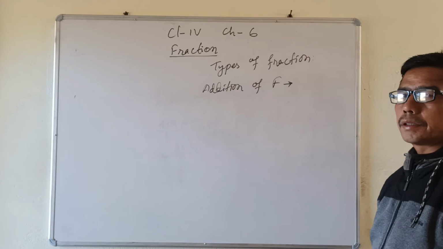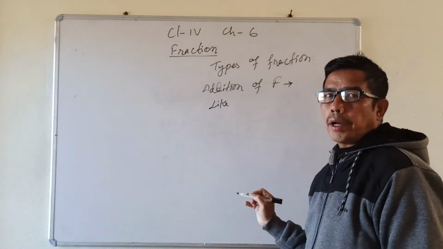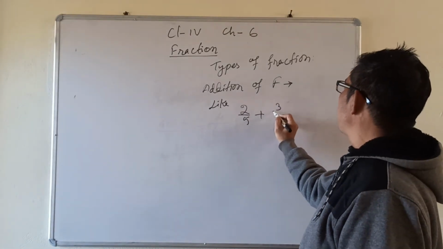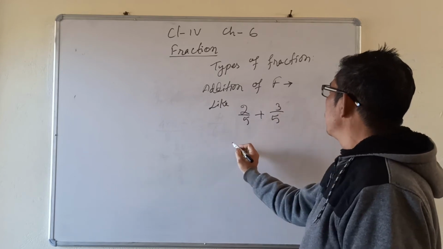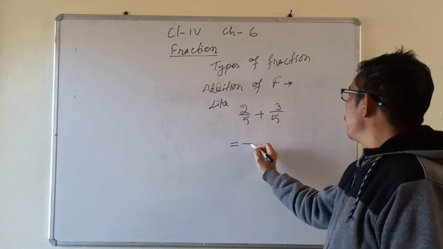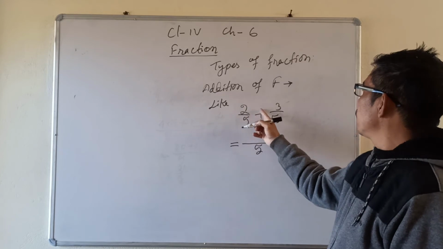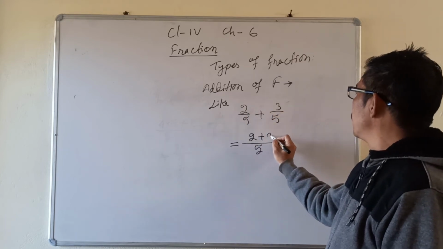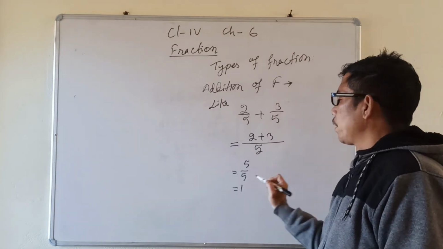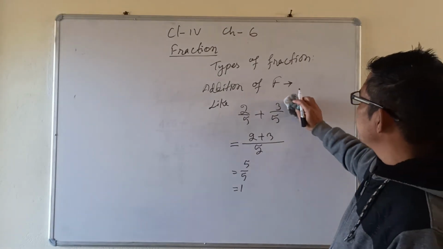Addition of fractions. First, like fractions. How to add like fractions? Example: 2 by 5 plus 3 by 5. If the fractions are like, then you will take only one of the denominator and the addition of the numerators. That is 5 by 5, equal to 1. So this is how to add like fractions.